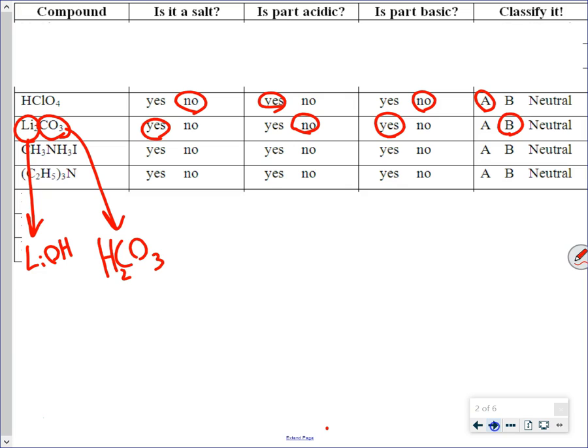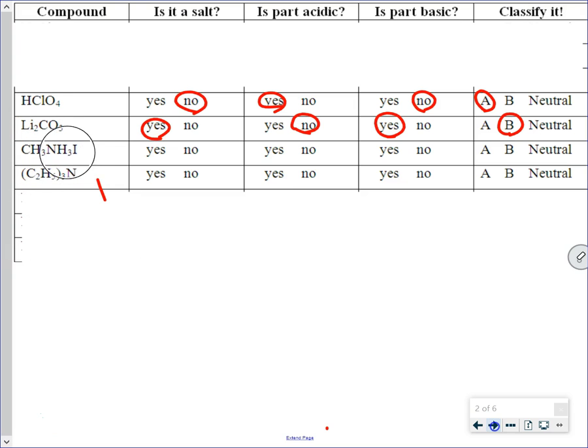The next one's a little funky. The next one, we've got that weird ammonia looking sort of thing. So what that is, it's an organic base. Now you don't have to really know what organic base means, but if you see carbons and hydrogens and nitrogens, and it sort of looks like an ammonia species, treat it exactly like it's ammonia. Ammonia is a weak base, so anything that looks like it will also be a weak base.